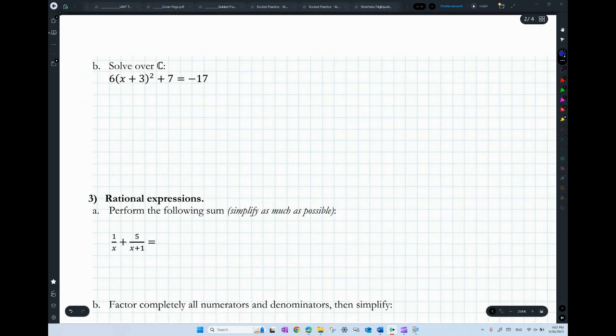Now, knowing complex numbers allows you to solve quadratic equations that have no solution over the set of real numbers. Here, the set of complex numbers, C, will have a solution. Now, you may recognize the vertex form of a parabola with a equals 6, b equals -3, and c equals 7.